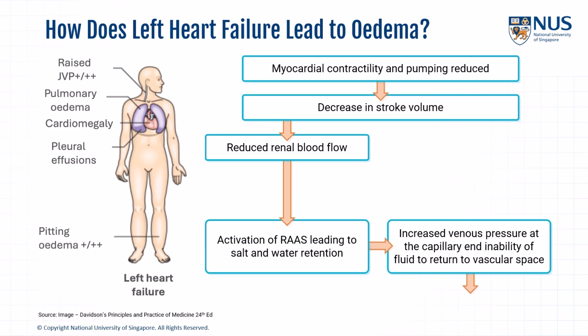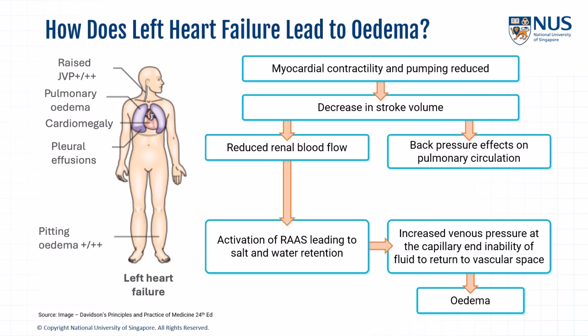So this causes edema. In addition, in left heart failure, there's back pressure effects on the pulmonary circulation, which results in pulmonary edema. As illustrated in this image, patients with left heart failure have pulmonary congestion, resulting in pulmonary edema, and the fluid retention will contribute to systemic fluid retention as well, which causes an elevated JVP and lower limb edema.